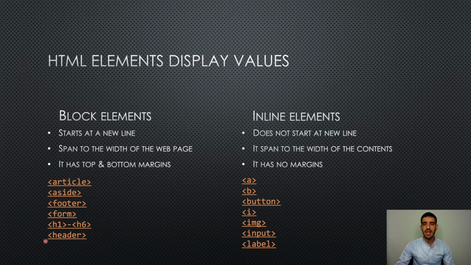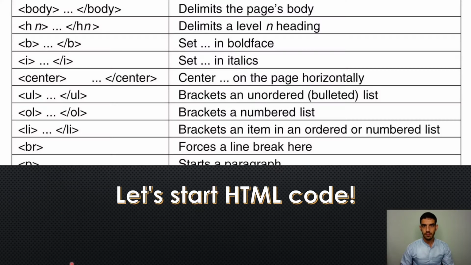And here is a partial list of block elements as well as inline elements. So block elements include article, aside, footer, form, the heading tags from H1 until H6, and also header. And there are many more. Inline elements include the link element, whose tag is A, the bold, button, I for italic, image element, input, and also label.